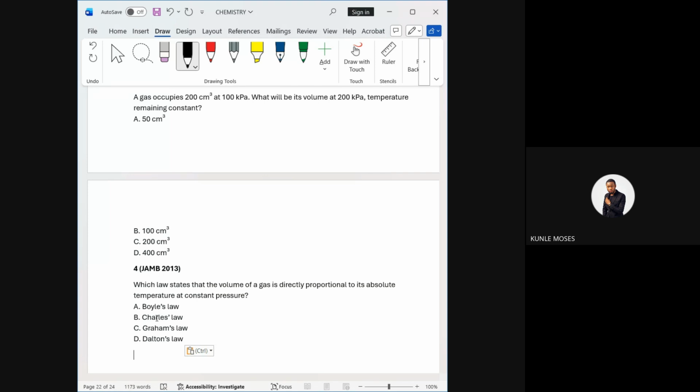B. Which law states that the volume of a gas is directly proportional to its absolute temperature at constant pressure? Yeah, that's what Charles law stated. It shows us the relationship between volume and its absolute temperature. That's very correct. So anytime you see volume and temperature, it is Charles law. So who's the next person?